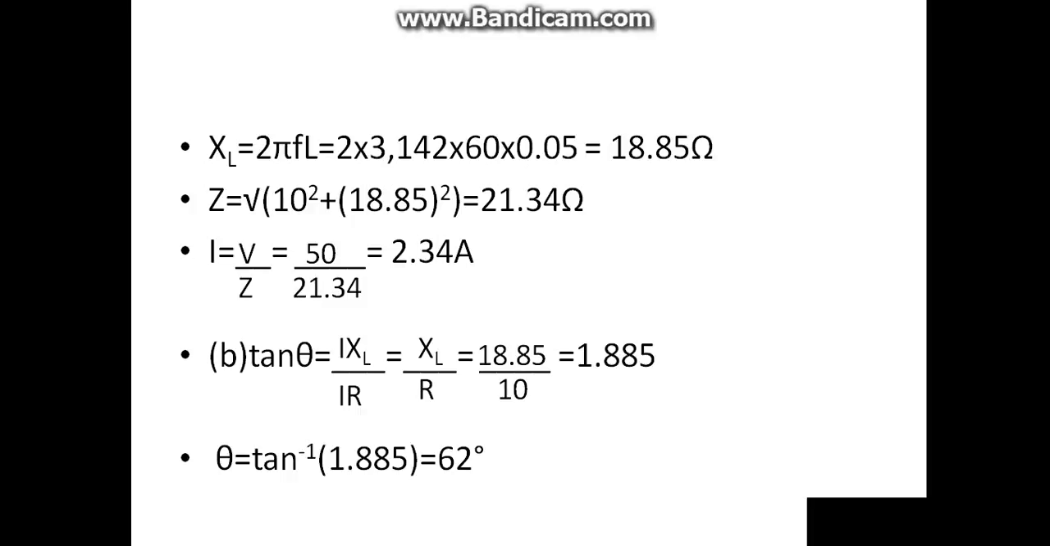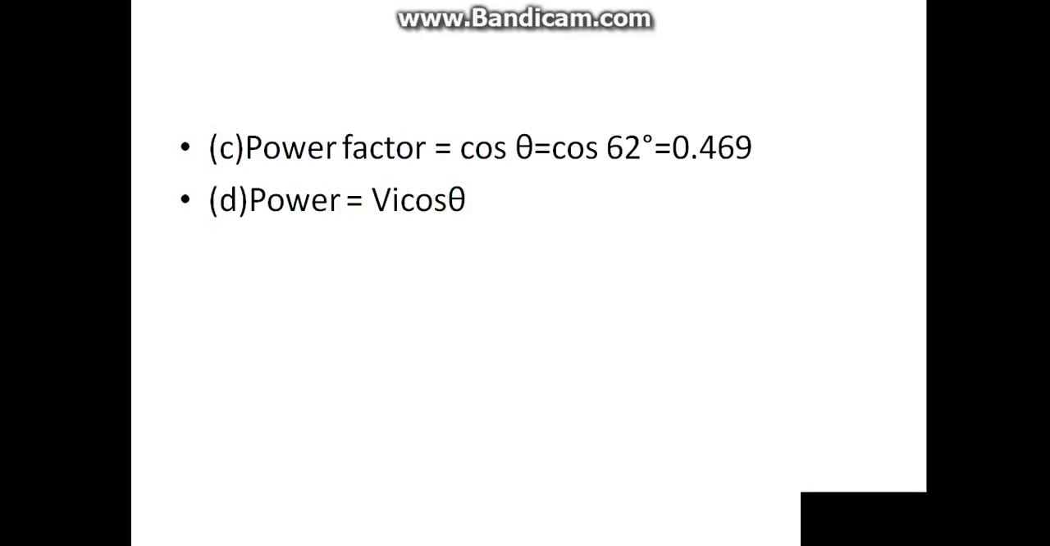cos 62 degrees, which will give us 0.469. Power is equal to VI cos theta, which is equal to 50 times 2.34 times 0.469, which will give us 54.87 watts.